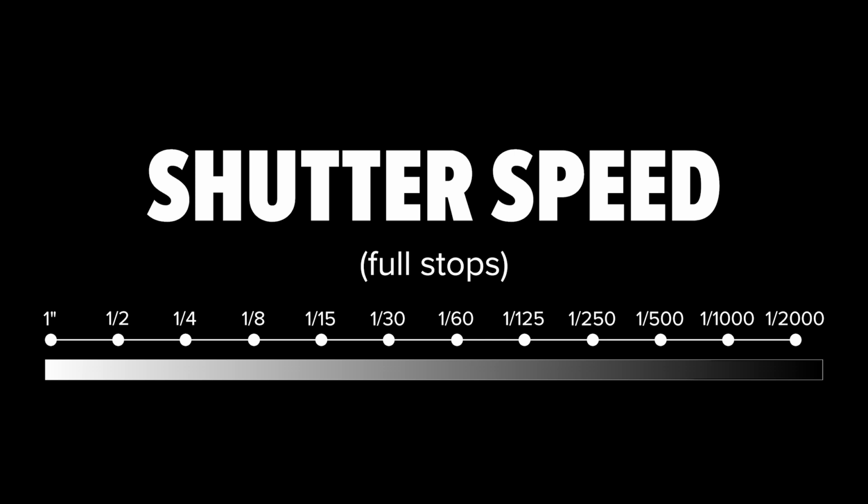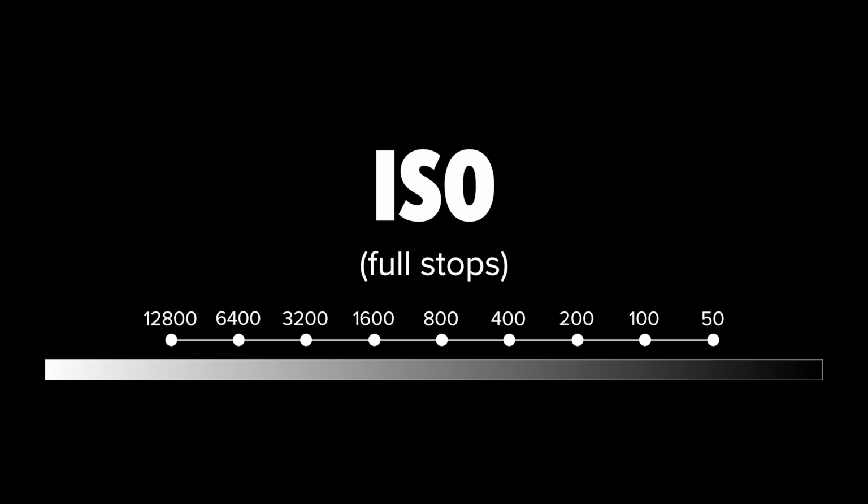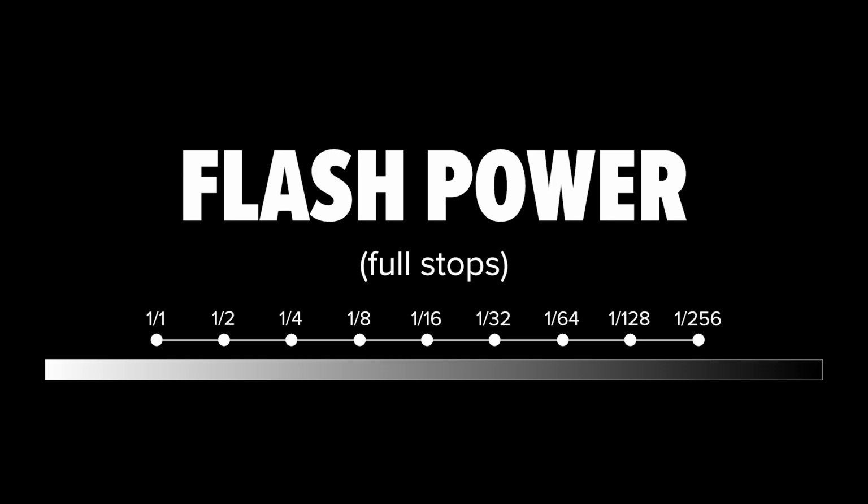And while you don't have to memorize these values, it's good to be familiar with the full stop values of each exposure setting. So these are the full stop values for shutter speed. And here are the full stop values for aperture. And these are the full stop values for ISO. And then finally, the full stop values for flash power.